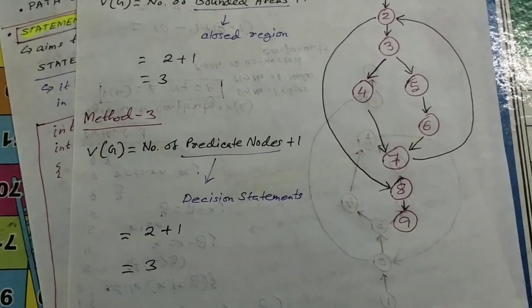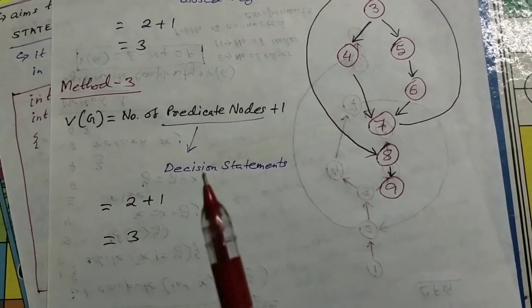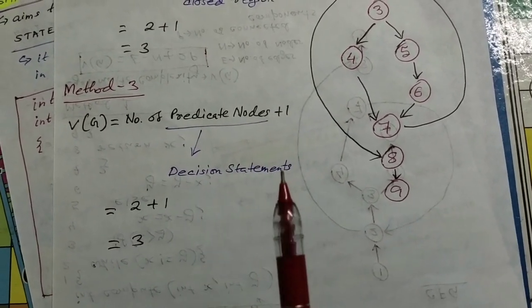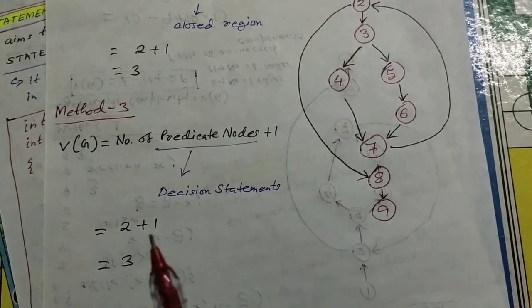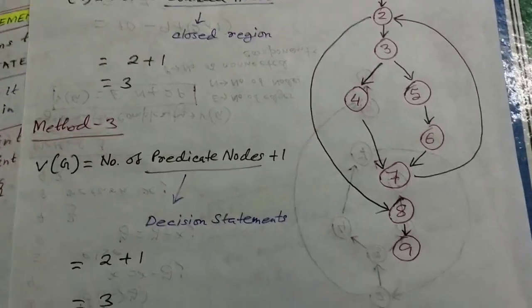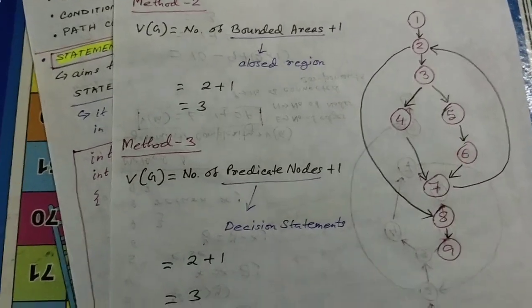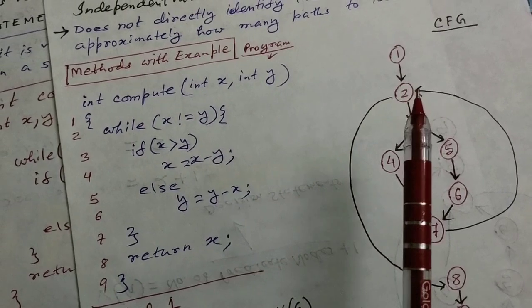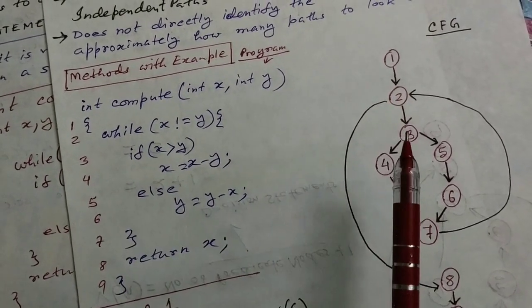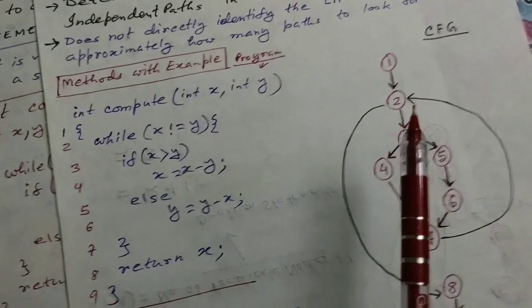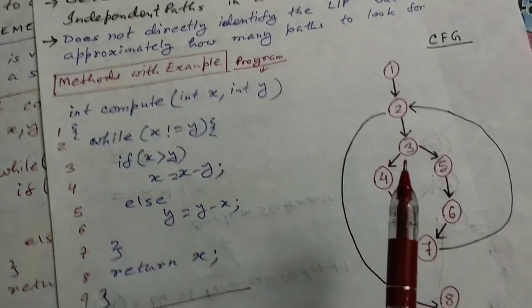Again, method 3, cyclomatic complexity Vg equals number of predicate nodes plus 1. Predicate nodes are actually decision statement nodes, nodes which have the decision statement or the conditions. Okay, now in how many nodes do we have the conditions? See, node 2, it has a condition. Node 3, it has also another condition. Okay, so these two will be considered as predicate nodes.